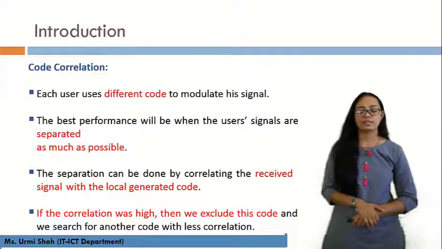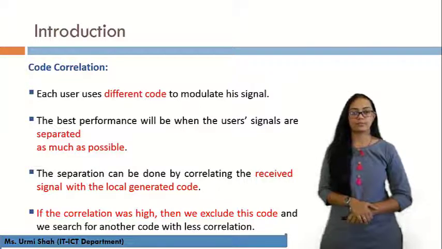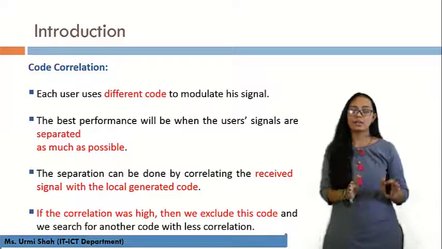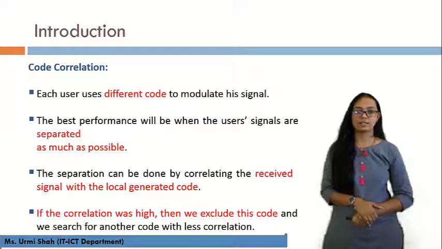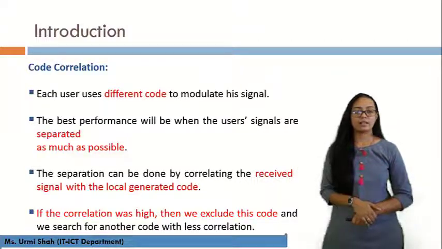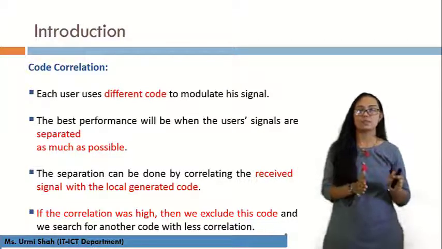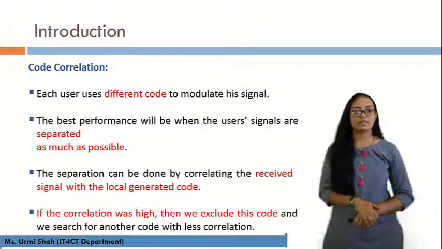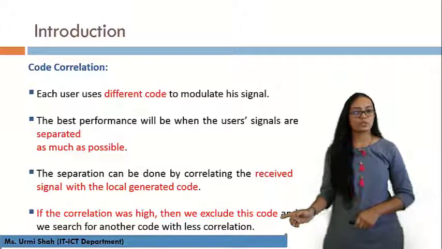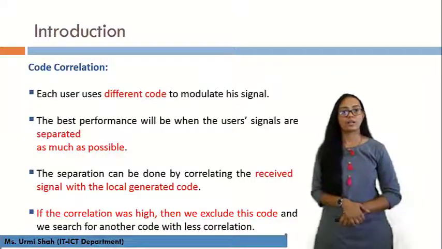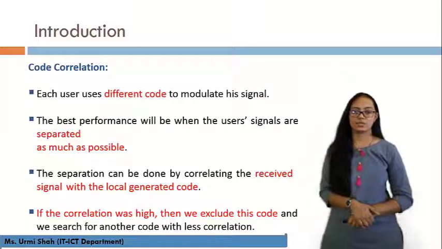Then another property is related to code correlation. In this code correlation, every user uses a different code to modulate his signal. The best performance will be when user signals are separated as much as possible. The separation can be done by correlating the received signal with the locally generated code. If the correlation is high, then we exclude this code and we search for another code with less correlation.